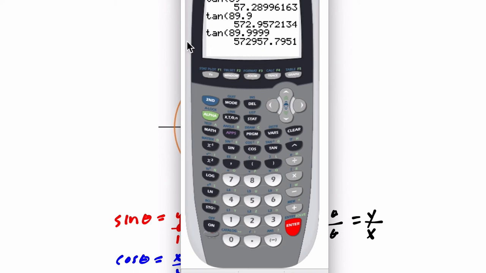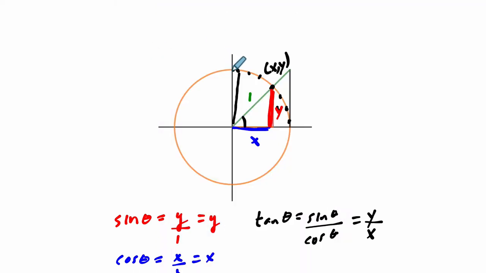As we're getting closer and closer, that's because as we get closer and closer to 90, x is getting smaller and smaller and smaller, but y is approaching 1. So that's one way to look at it.